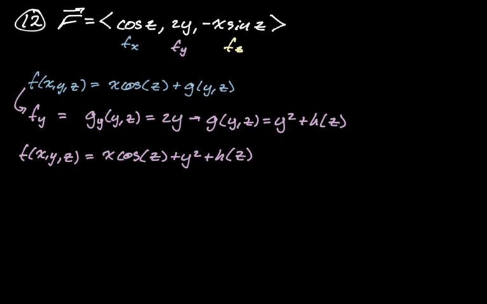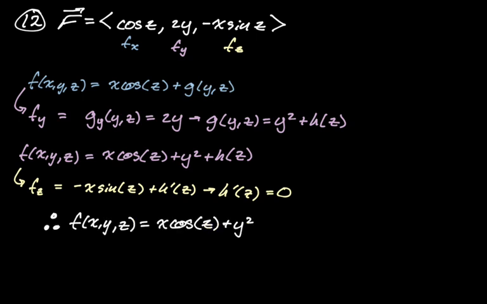Find partial z of this. So partial z of this is going to be negative x sine of z plus h prime of z, because the derivative of y squared is 0 with respect to z. Compare to what we have for partial z. We have that partial z is negative x sine of z, which must mean that h prime of z is 0. So we update what we think a potential function could be: x cosine of z plus y squared.